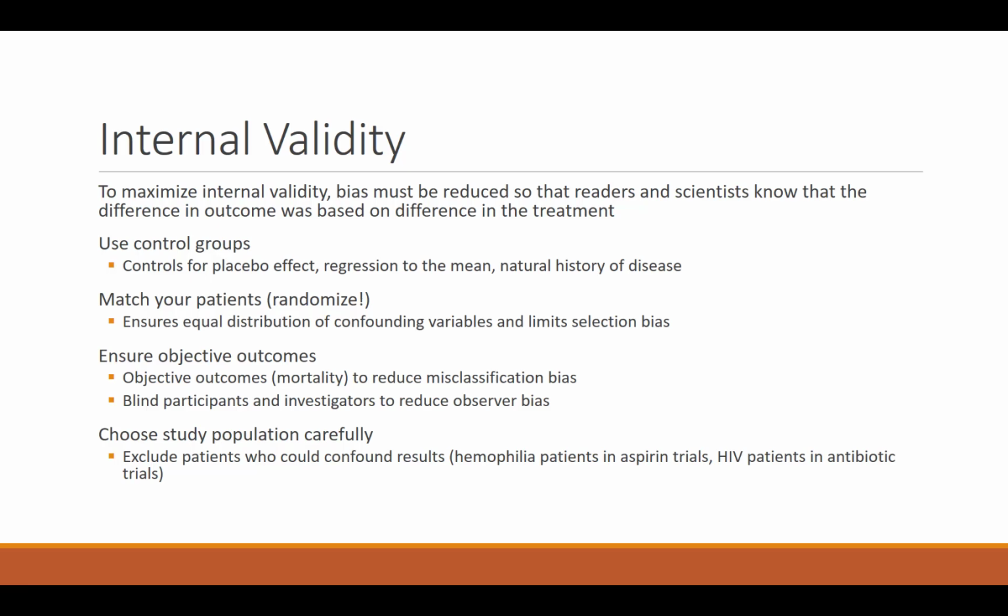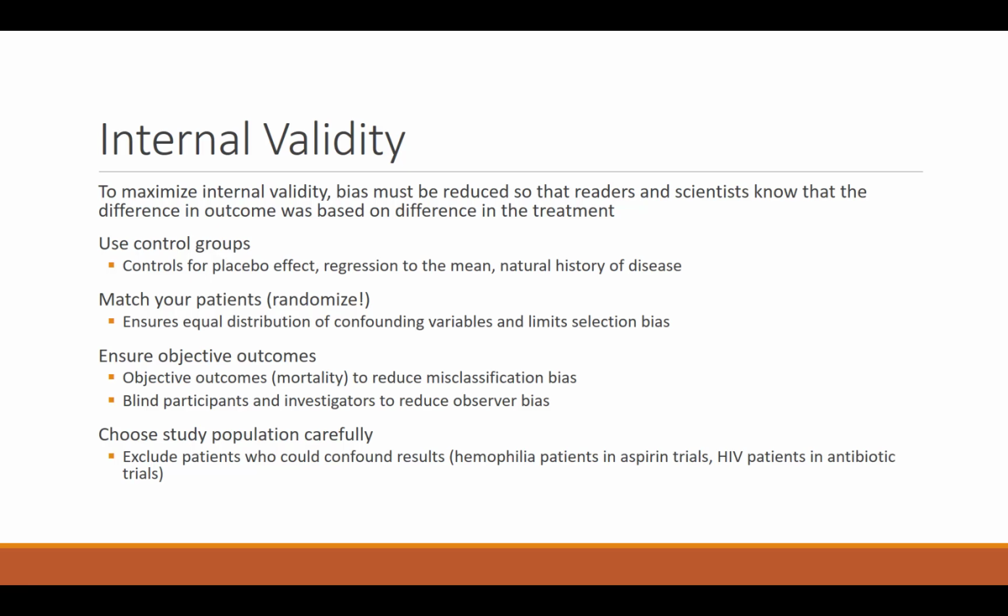To have high internal validity, we want to ensure that the authors are using objective outcomes. If we use objective outcomes, it can reduce misclassification bias. So we have a very narrow category that's very thoroughly defined so that we don't misclassify one outcome into the other category. Then we can also blind participants and investigators to reduce observer bias, so that no observer bias, no matter how unintentional, makes its way into our study and impacts our results.